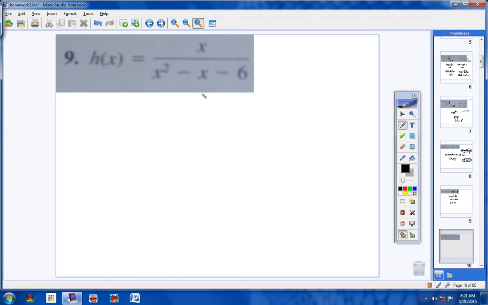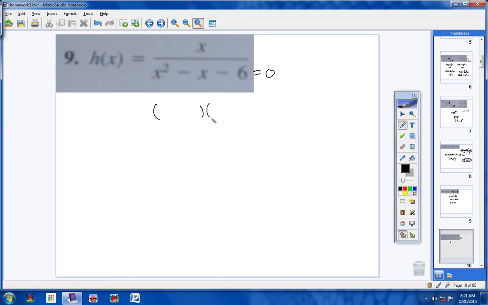Now, be very careful. We have a fraction. You understand that you can never have a 0 in the denominator. Other than that, I see no problems with this function. You can put anything in for this x up here at all. So I'm going to find out what makes this denominator equal to 0, okay? So I'm going to take this denominator, set it equal to 0.